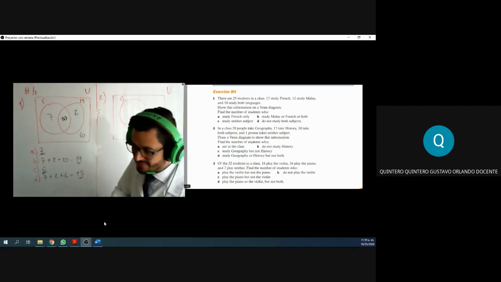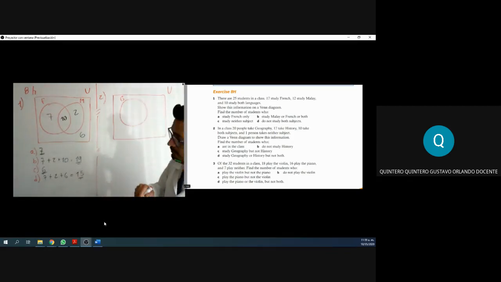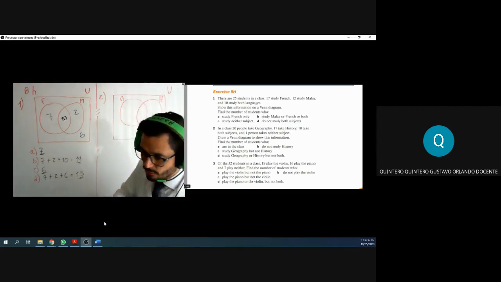Then 17 people take history. All right, so we have a second circle of the people who take history. Beautiful. 10 people take both subjects, and 1 person takes neither subject. All right, beautiful. So my advice for you guys, whenever you try to do these drawings, is to read the question first and then fill out the information in the sectors, all right?